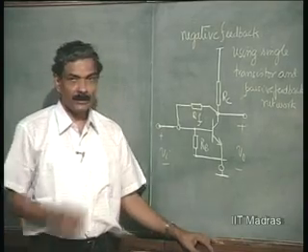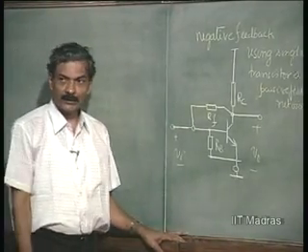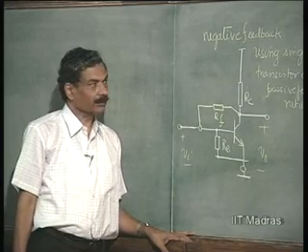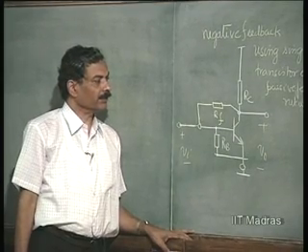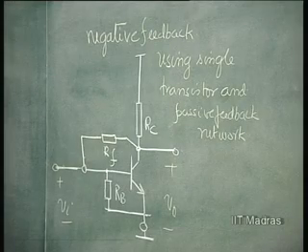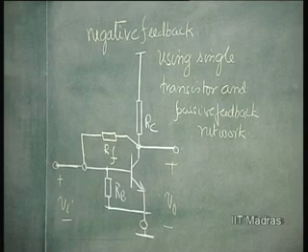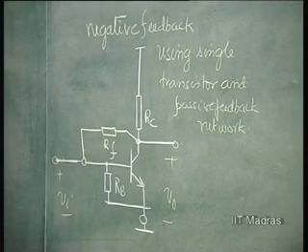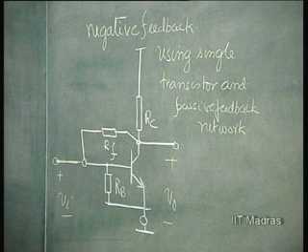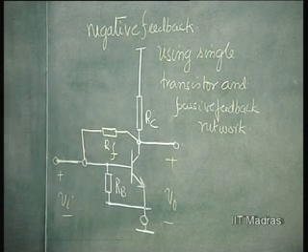Let us now consider practical negative feedback circuits using transistors. I am just as an illustration taking a BJT. You can as well replace it by a MOSFET. Whatever we discuss will be equally well valid for the circuit with MOSFET as well. So, negative feedback using single transistor and passive feedback network. Okay.